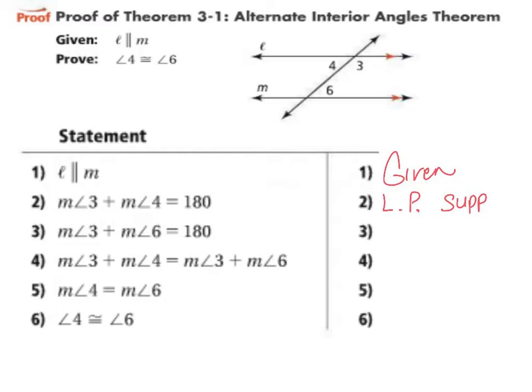All right, let's keep going. 3 plus 6 equals 180. All right, let's look up there. What type of angles are 3 and 6? Those are same side interior. That's the postulate I just talked about. If you can get the lines to be parallel, then same side interior angles are going to be supplementary, and that's what this statement makes.